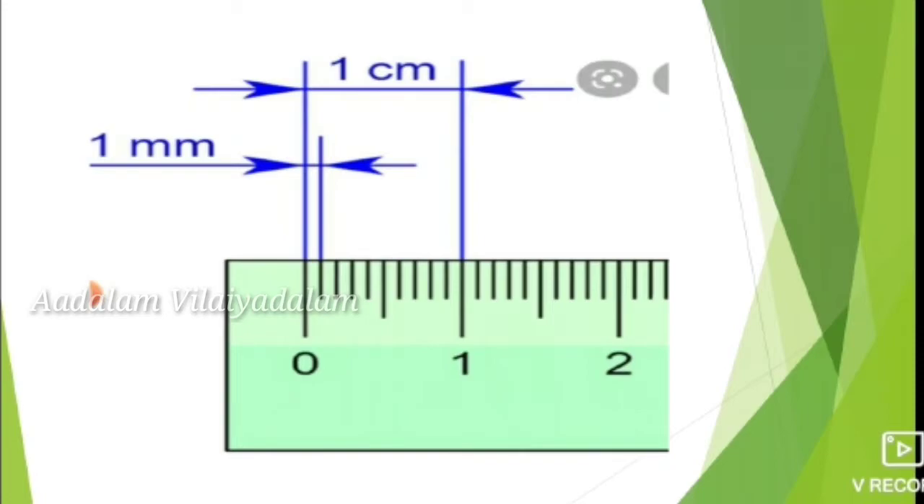Notice that the distance between 0 and 1 contains 9 small markings, which are known as millimeter. So the distance between 0 and 1 is 1 centimeter and the small units are known as millimeter. So 1 centimeter will contain 10 millimeter. 10 millimeter makes 1 centimeter. Using this, we find out the length of a pencil.